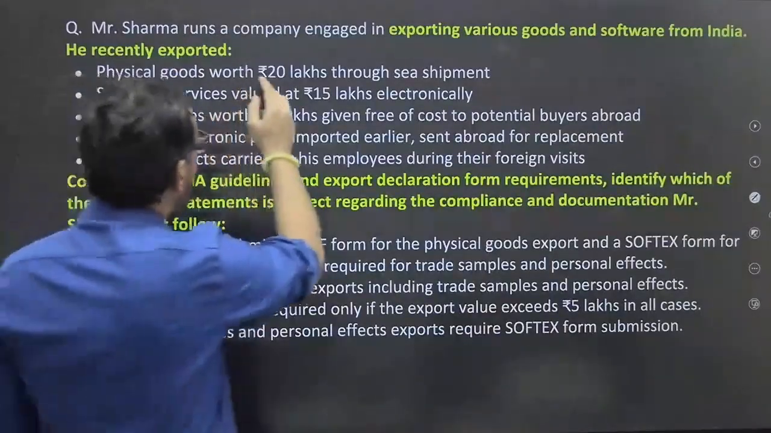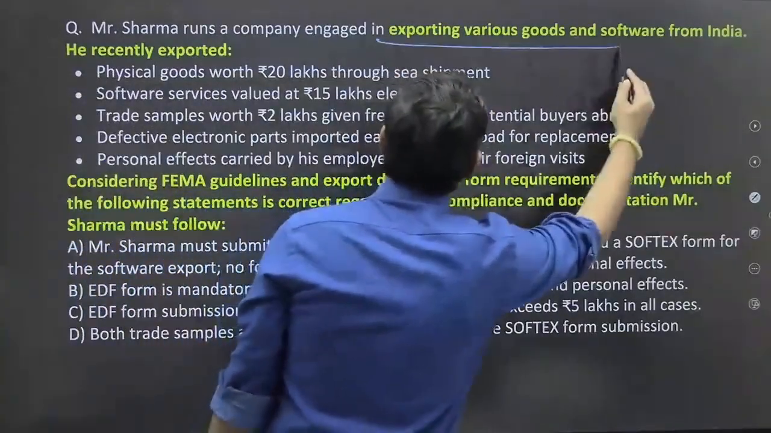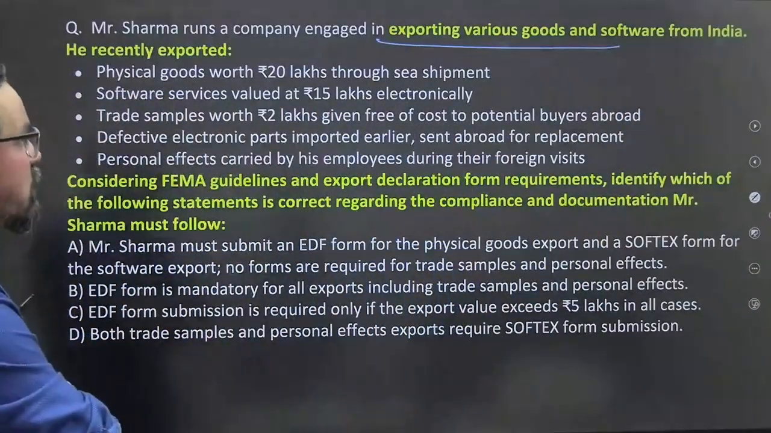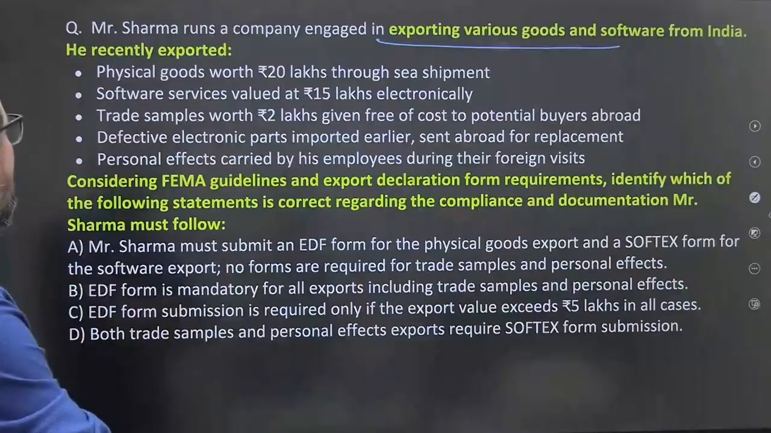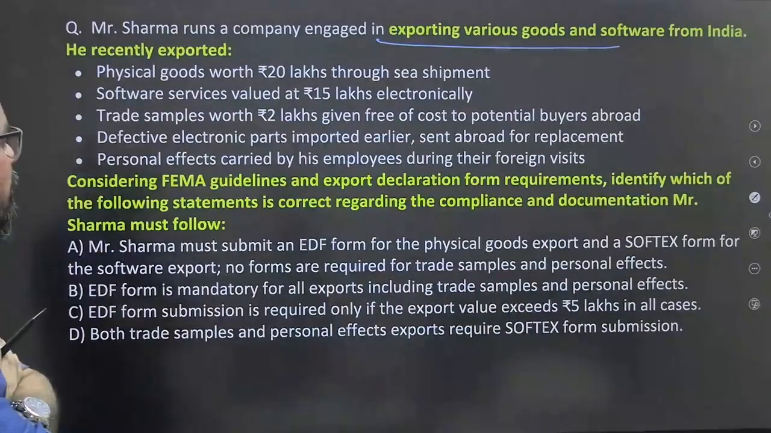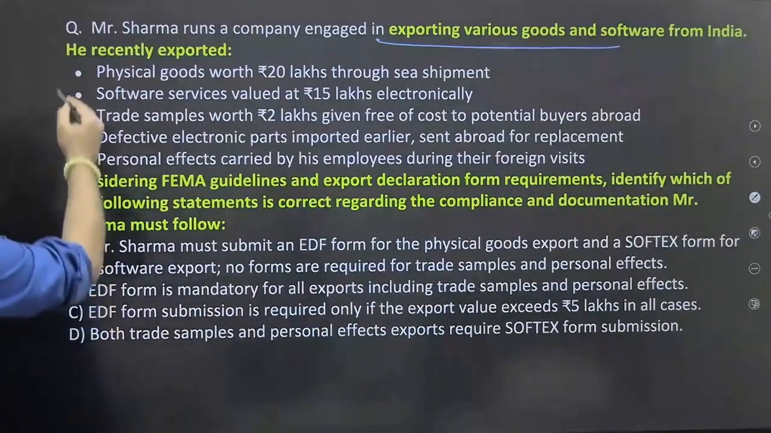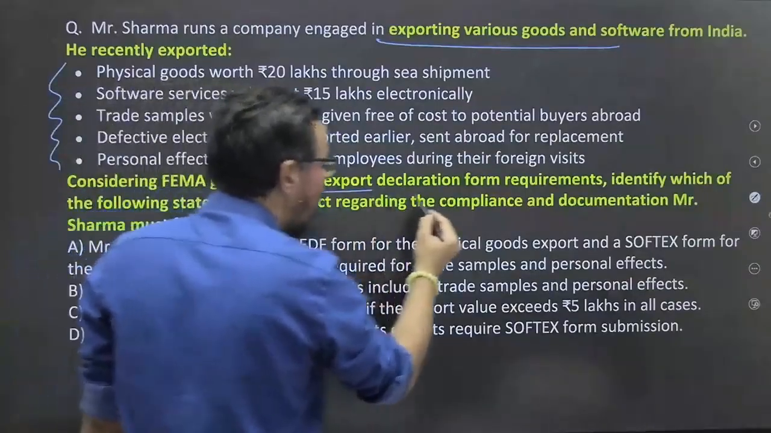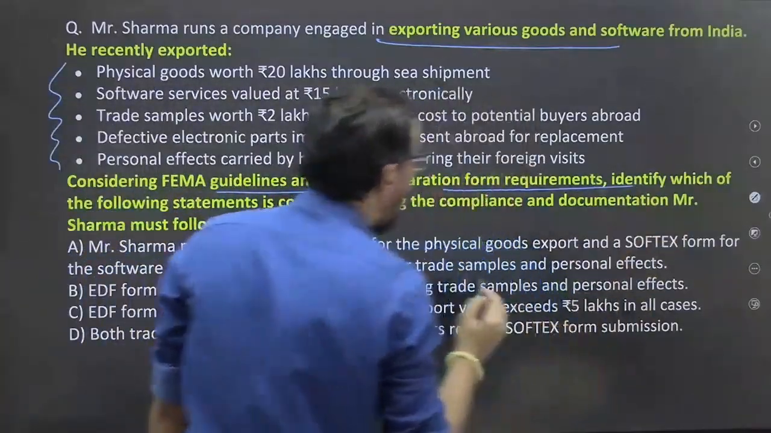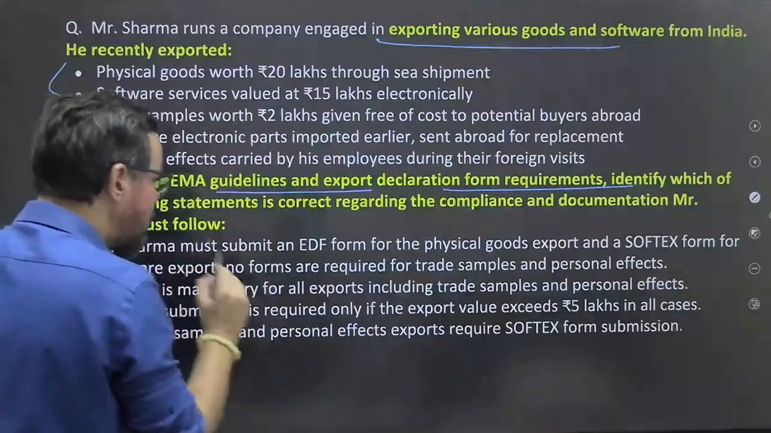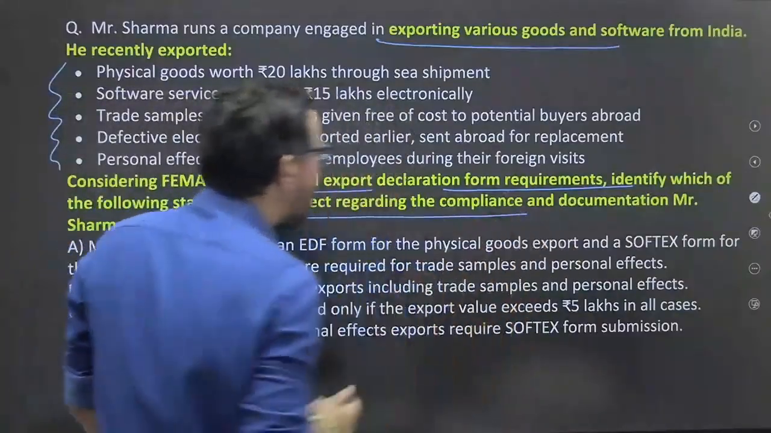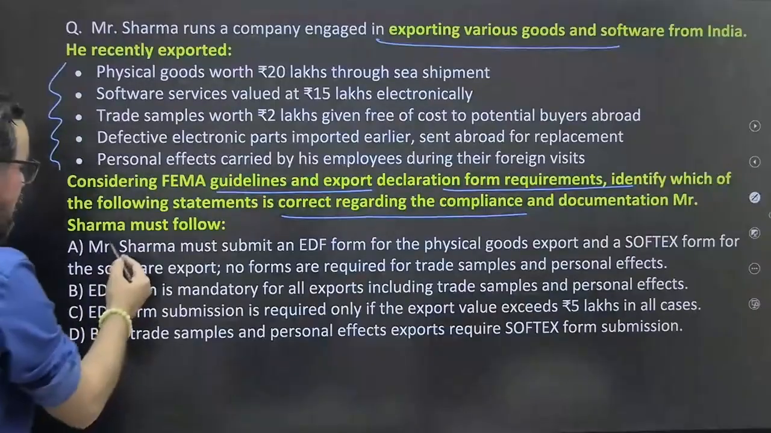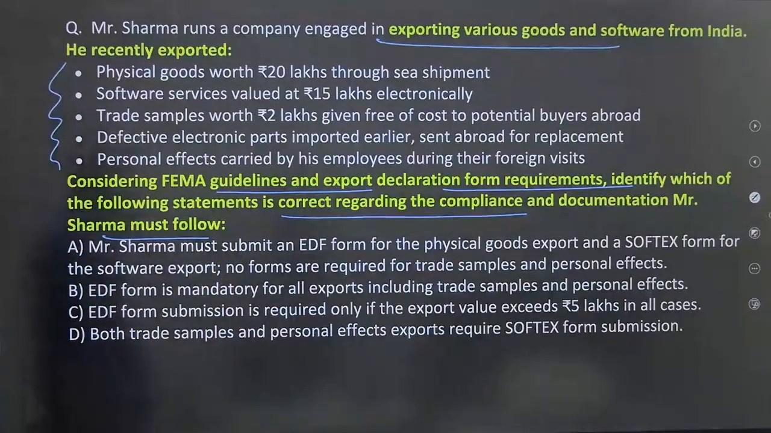Next one, Mr. Sharma run a business engaged in exporting various goods and software from India. He recently exported these items, considering FEMA guidelines and export declaration form requirements. Identify which of the following statement is correct regarding the compliance and documentations Mr. Sharma must follow. चलो बताओ क्या होगा आंसर दोस्तों?